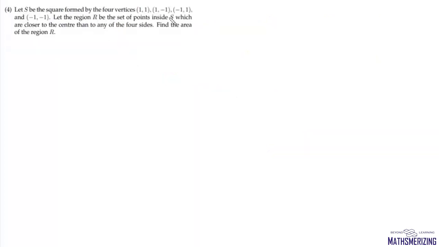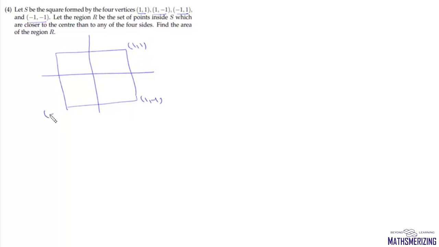Now in question number 4, we are given a square whose vertices are (1, 1), (1, minus 1), (minus 1, 1) and (minus 1, minus 1). So we'll draw this square. So this is (1, 1), this is (1, minus 1), (minus 1, minus 1), and this is (minus 1, 1). Now we need to find this region R, which is the set of points inside S which are closer to the center than to any of the 4 sides. So we have any point, say P (x, y). So distance from center, which is PC, must be less than distance from any of the sides.